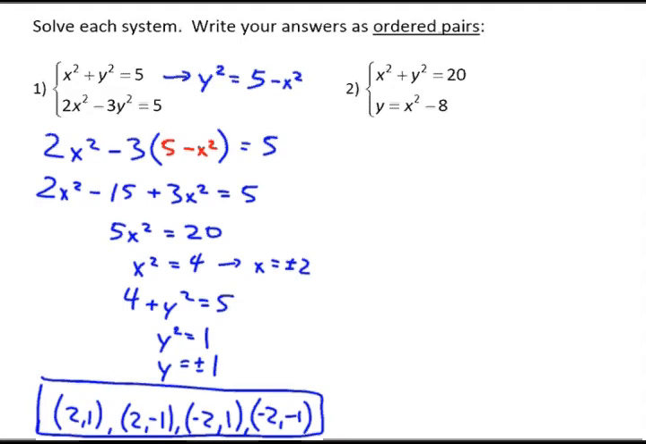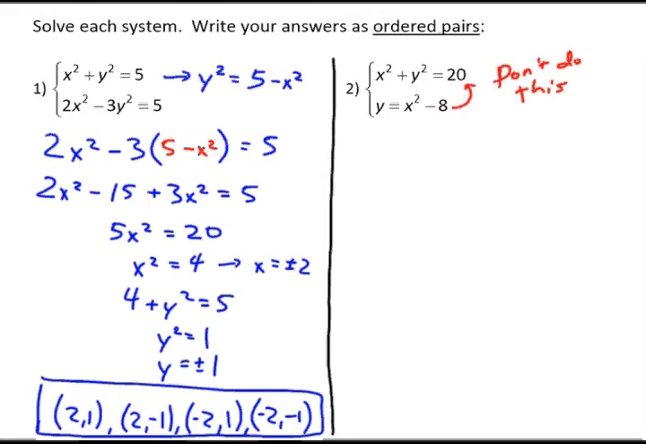Let's look at the second example. Here I have 2 choices. I can substitute for x, or I can substitute for y. Think about what would happen if I substituted for y. This becomes a 4th power. We don't want to solve this 4th power equation if we can avoid it. So I'm going to substitute for x squared instead.